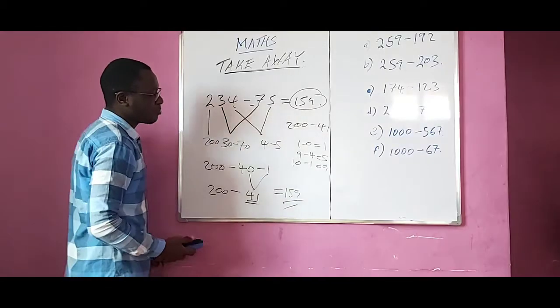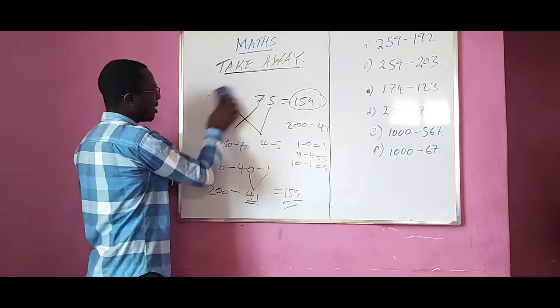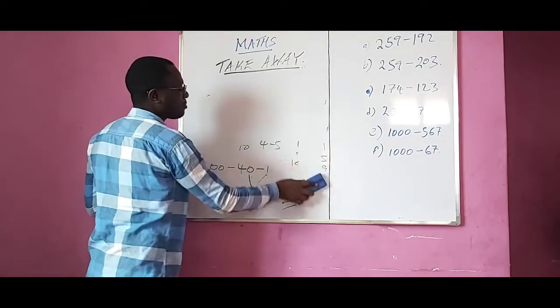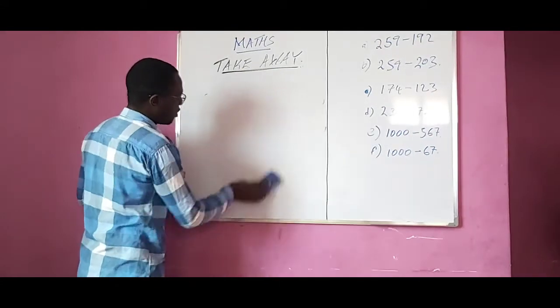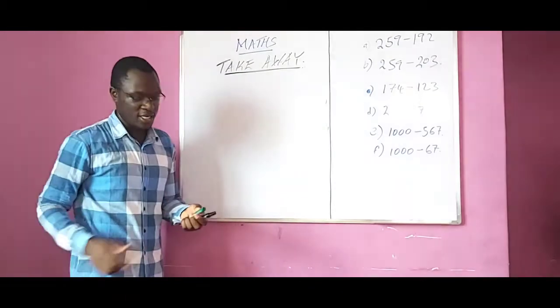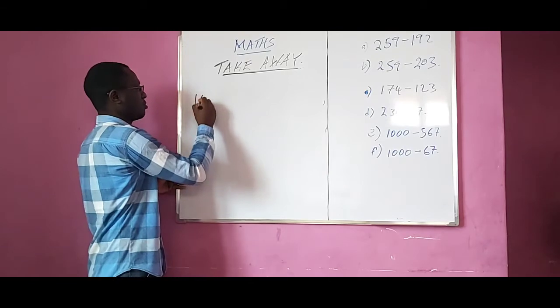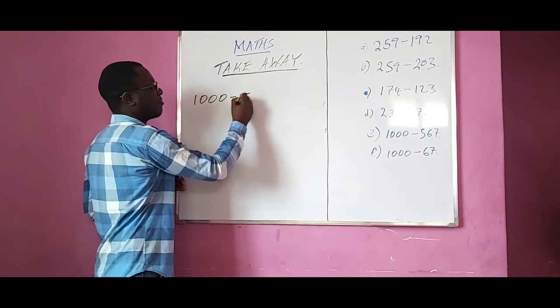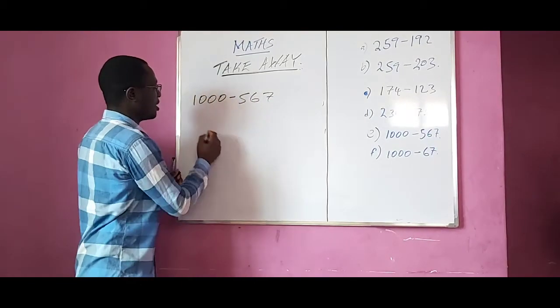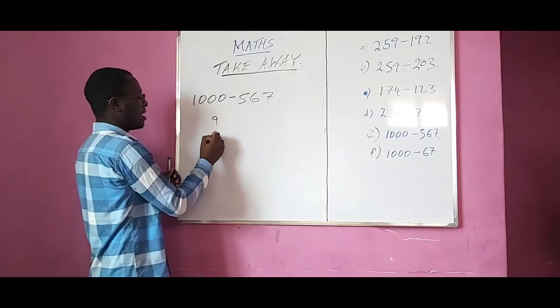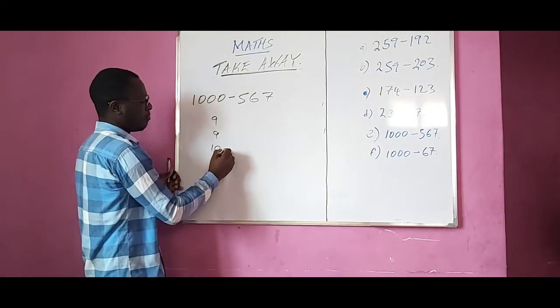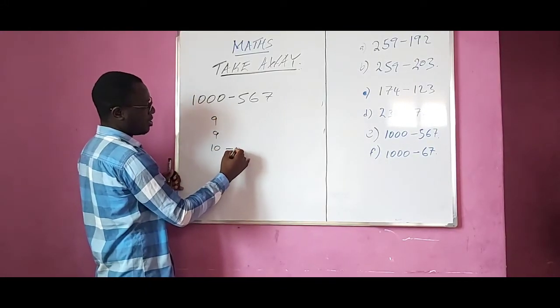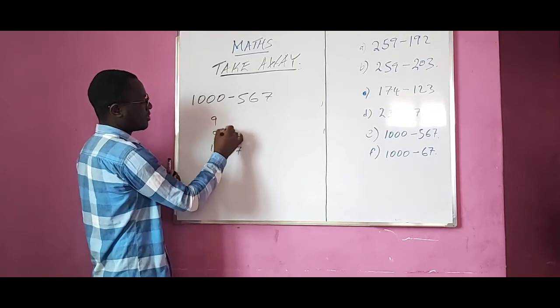Very simple. You're being given 1,000. Let's look at a big number, like 1,000. You're told 1,000, take away 567. That is 1,000, take away 567. Just come and write down 9, 9, 10. Minus, this one here will be a 7, this one 6, this one 5.